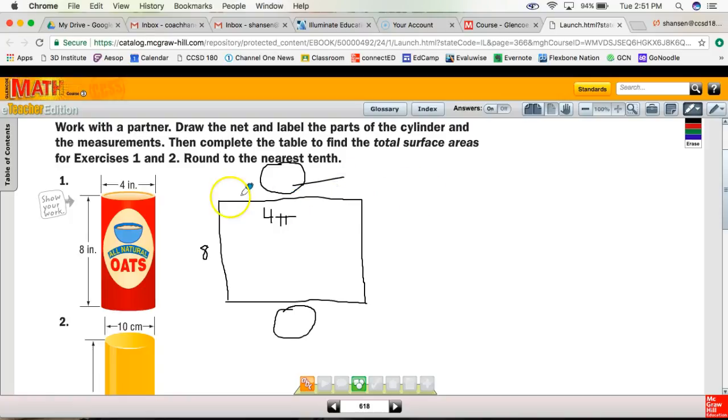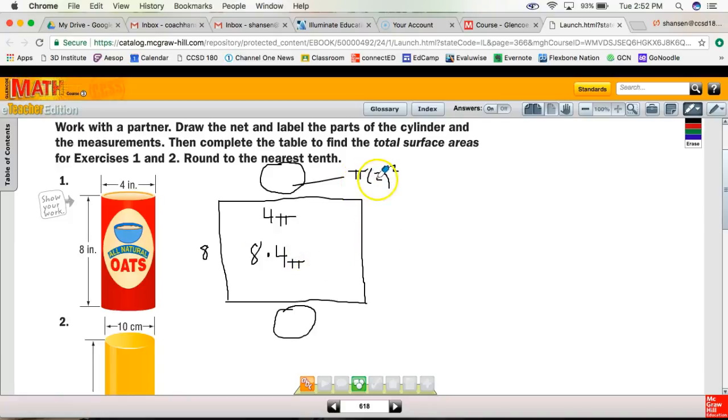Here's the circle. The diameter is 4, which means the radius is 2. The area of the circle is pi r squared. So this is pi times the radius of 2 squared, and I have that for both circles. You could either calculate this area and double it, or calculate them both and add them together. I think it's easier to just double this one. And then we need to calculate the area of this rectangle, which is very simply length times width, so it's going to be 8 times 4 pi. Then I would need to add it all together.